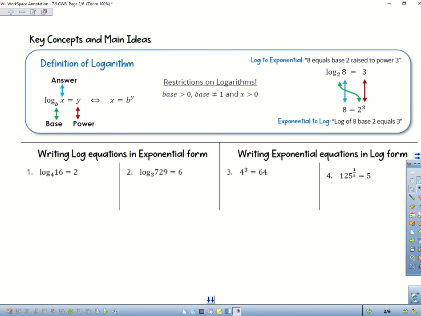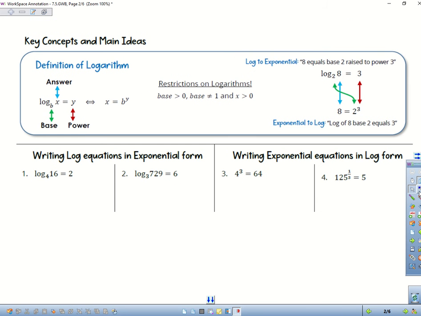Every exponential equation can be rewritten in logarithmic form, where log, right here, the subscript is the base. Okay, so like if you have 4 to the third power, that's the base of the 4. X is the answer and y is the power. Okay, so if we have it in this format, we can convert it to logarithmic format.